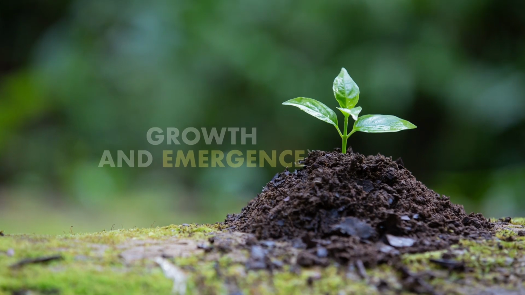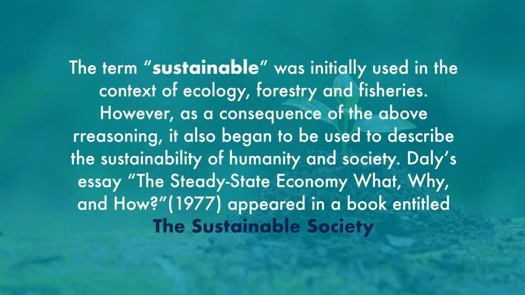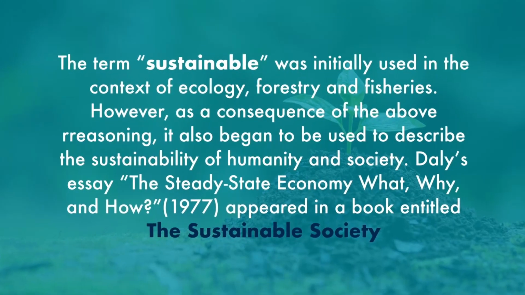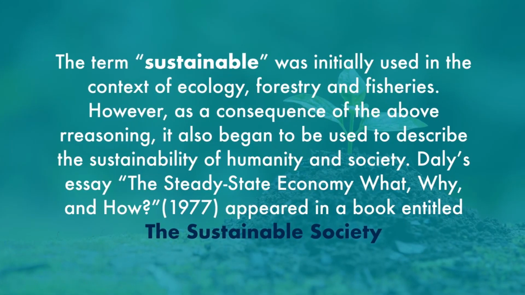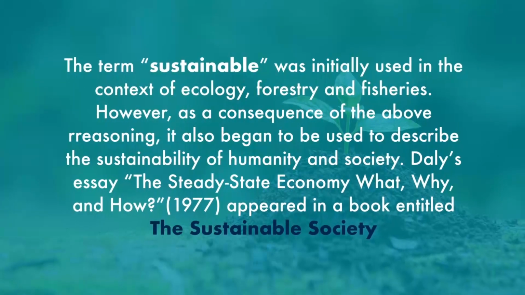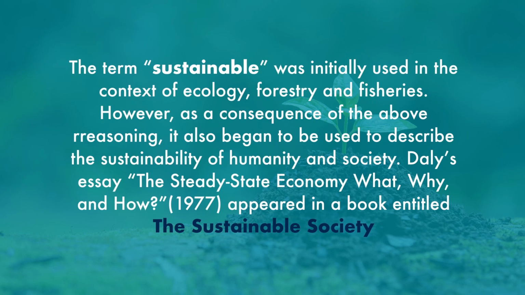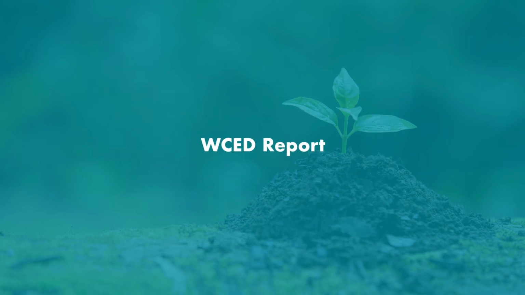So let us look into how this subject grew and emerged in this world. As we know, the term sustainable was initially used in the context of ecology, forests, and fisheries. Later on, economists like Daly also started to use this term to describe the sustainability of humanity and society. And then the World Commission on Environment and Development, in its reports, used the term sustainable development and brought the concept of sustainability, meaning sustainable development, into the literary world.